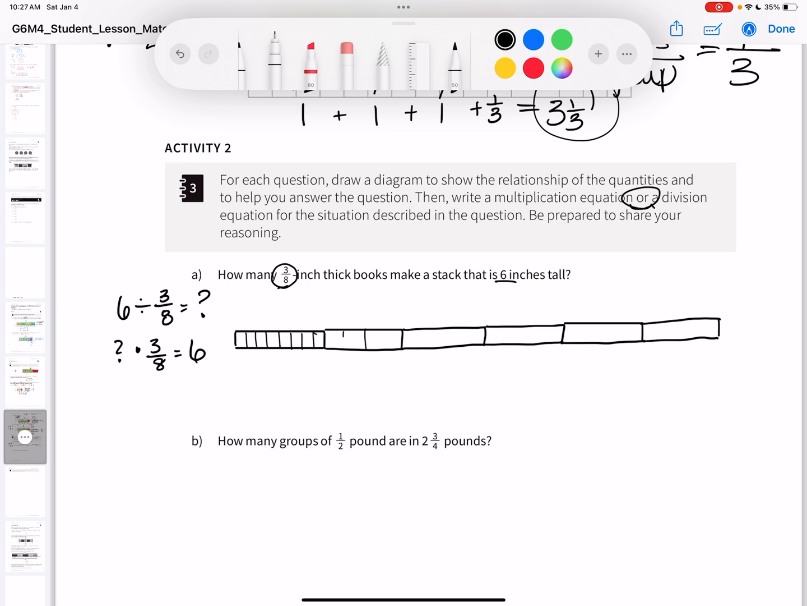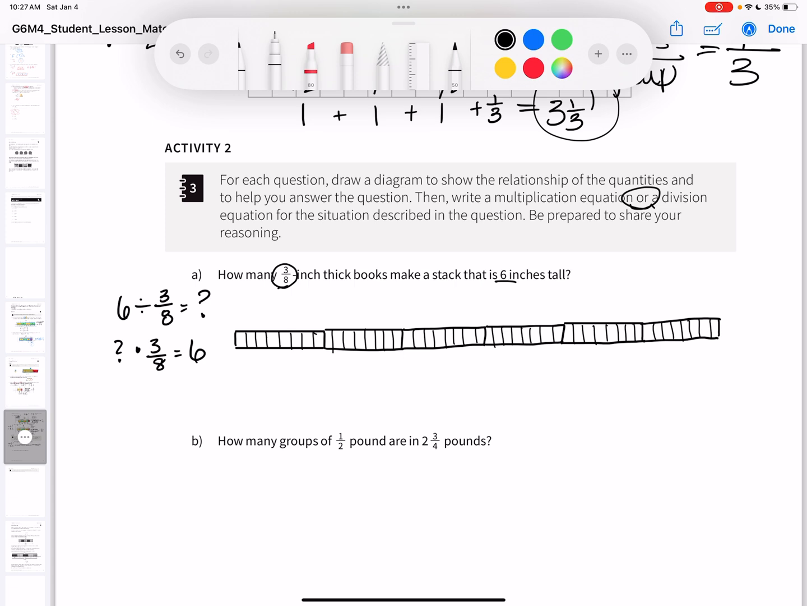So a half, half again, and so on for each one. All right, woo, that's a lot of little pieces.